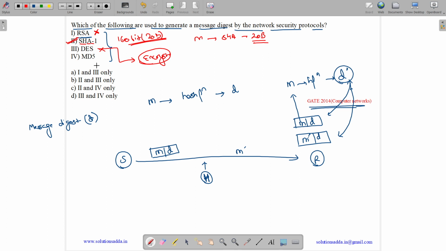MD5, message digest 5. It is the most widely used cryptographic hash function that produces a 128 bit hash value, or you can say message digest. So this is also a message digest producing algorithm or cryptographic hash function. So the answer to this question are 2 and 4 are true. So 2 and 4 are used to generate message digest by network security protocol. Answer is option C.